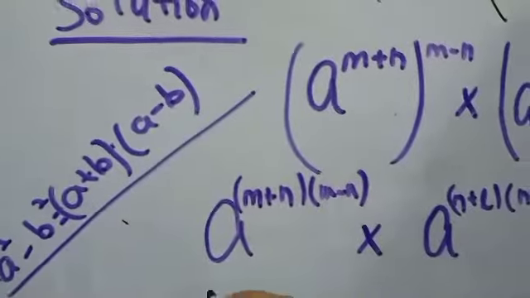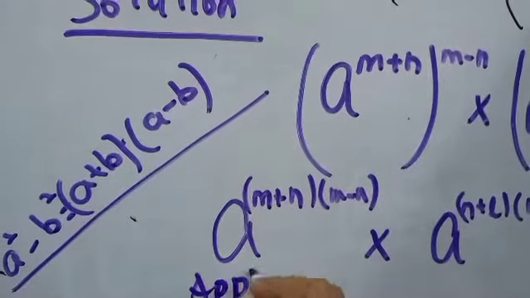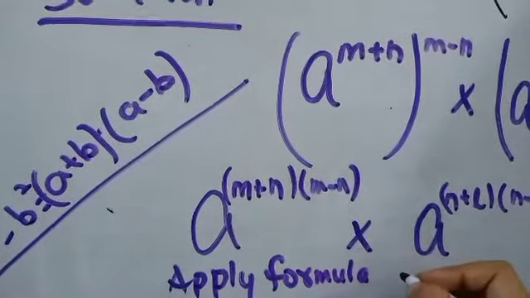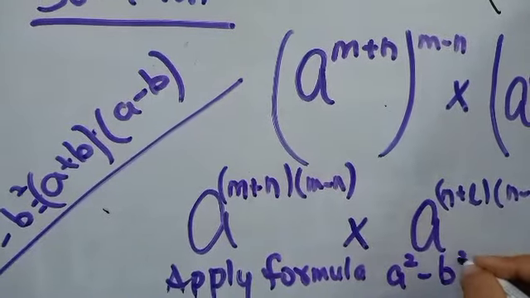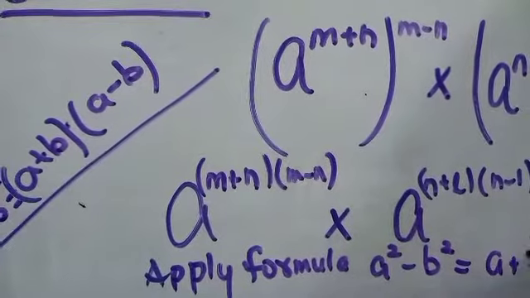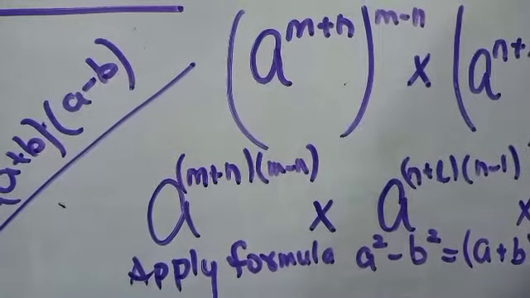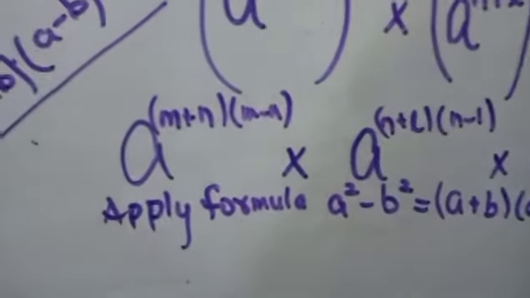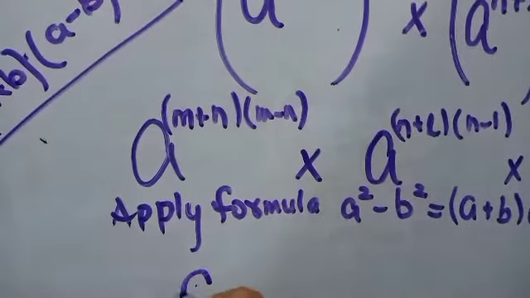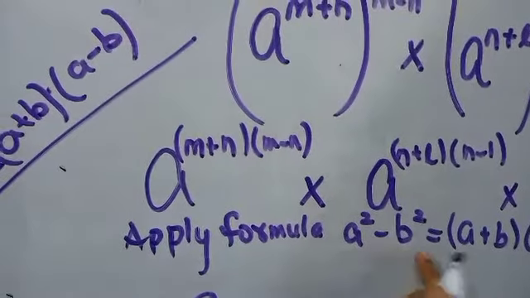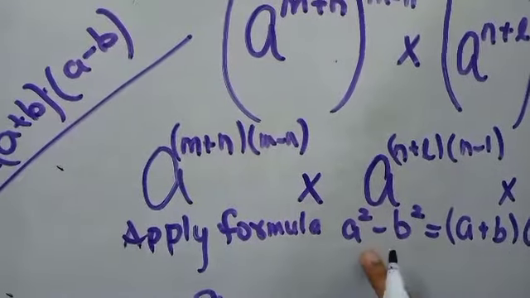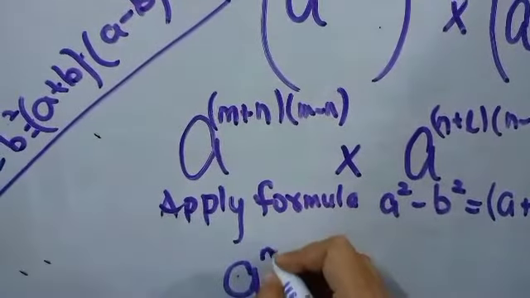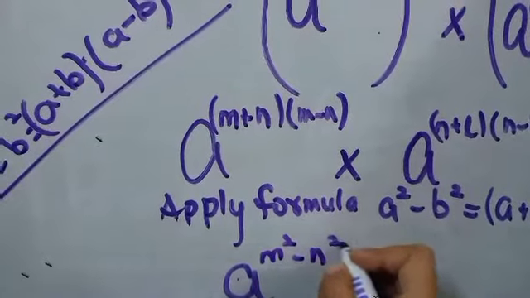So simply I will apply the formula. You will write "apply formula," and you will write which formula you will apply. You will apply the a square minus b square formula, which is equal to (a plus b)(a minus b). Now, how will you apply the formula? This a plus b and a minus b is equal to what? a square minus b square. So simply it will be equal to m square minus n square.